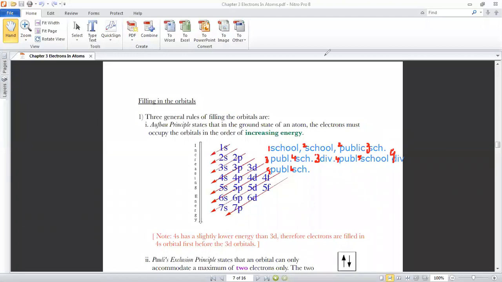So if I just repeat it for you: 1s, 2s, 2p, 3s, 3p, 4s, then 3d. You see, the same pattern is being observed. 1s, 2s, 2p, 3s, 3p, 4s, 3d, 4p, 5s, 4d, 5p, 6s.